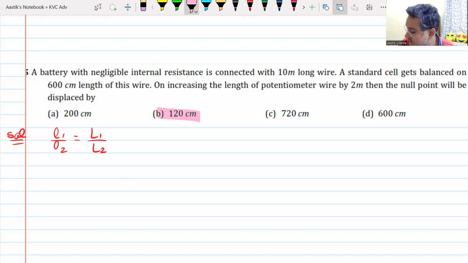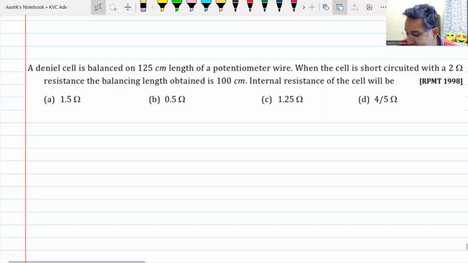Noted it down? Yes, sir. Then this is the next question. A Daniel cell, spelling is wrong, is balanced on 125 centimeter length of a potentiometer wire. When the cell is short circuited with a 2 ohm resistance, the balancing length is shifted to 100 centimeter. Remember, in the first case the balancing length is more. What is the internal resistance of the cell?